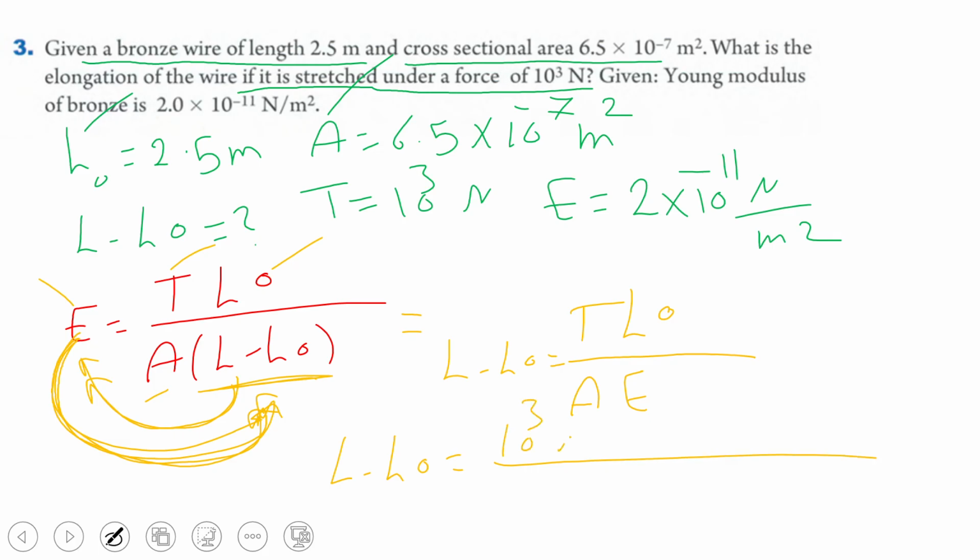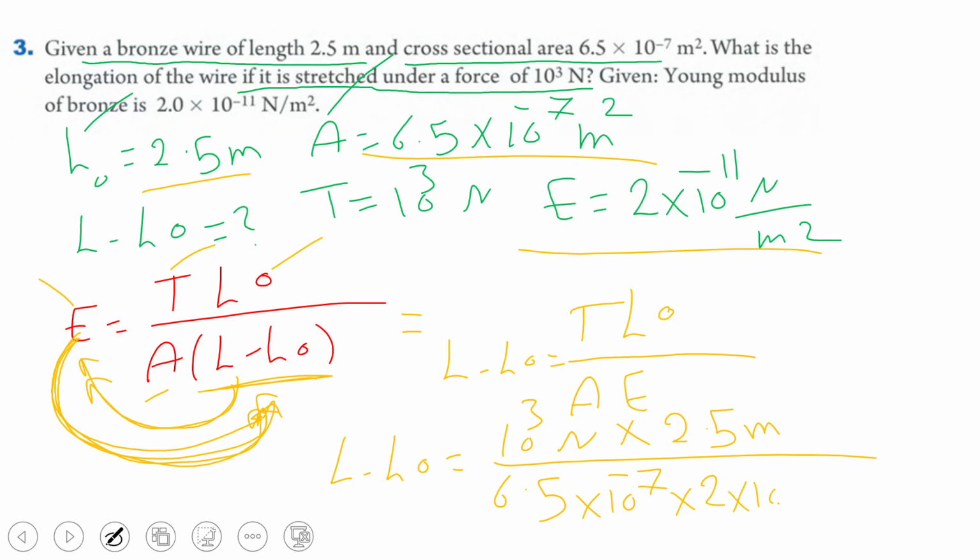L minus L naught equals T, which is 10 power 3 Newton, times L naught, 2.5 meter, over the area, 6.5 times 10 power negative 7, times the Young modulus, 2 times 10 power negative 11. Guys, here we don't need to convert the unit because it's all the same unit, meter square, meter. So we don't need to convert. Now we can easily find L minus L naught.